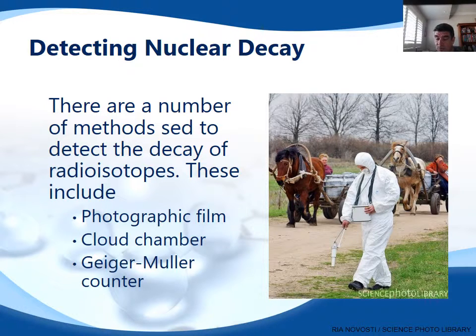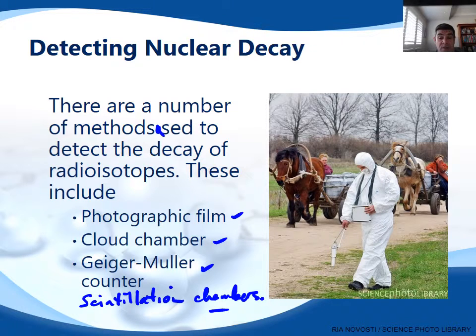So I guess the first thing we want to have a look at is the fact that there are a number of different methods that are used to detect decay of radioisotopes. It doesn't actually specify which ones you need to know about in the syllabus. It just asks you for multiple methods. So you could include photographic film, the cloud chamber, which we've had a bit of a look at in class, the Geiger-Muller tube, which we've used in class. You can also include things like scintillation chambers, but there's a range of different ones, and as long as you've got a couple, perhaps for comparison, that should be sufficient.